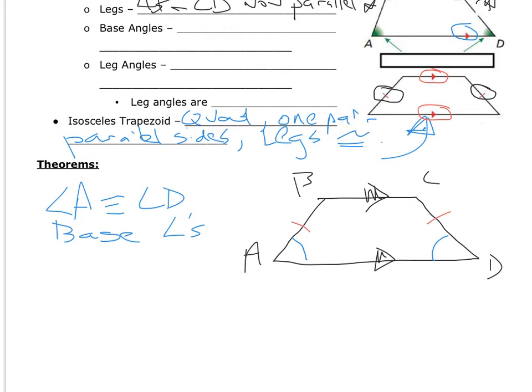Okay, and then you also have another pair of base angles, and we'll do those in red. You have angle B and angle C. They're another pair of base angles, because remember, you have two bases. Since you have two bases, you have four angles, so you have two different pairs of base angles. And so angle B and angle C are congruent to each other, and they're also base angles.